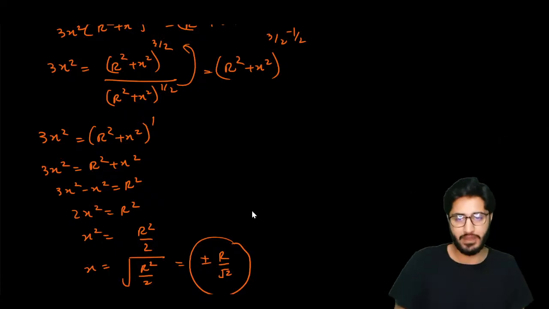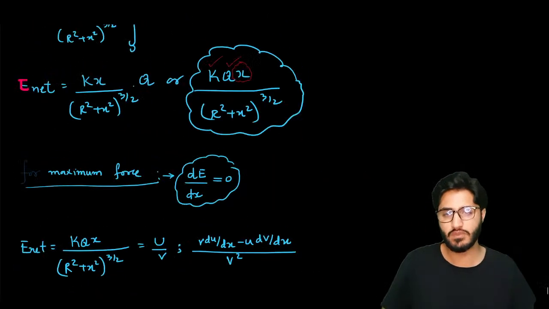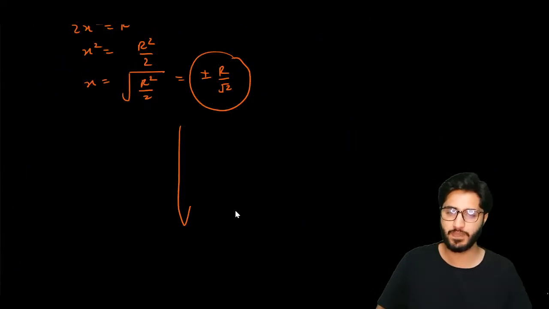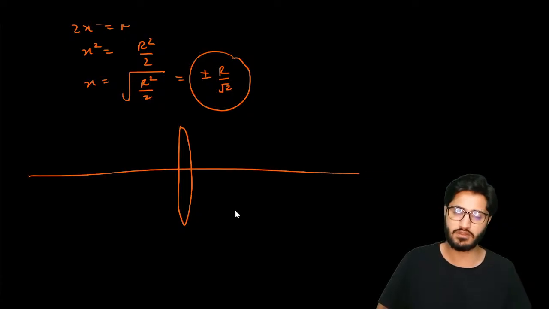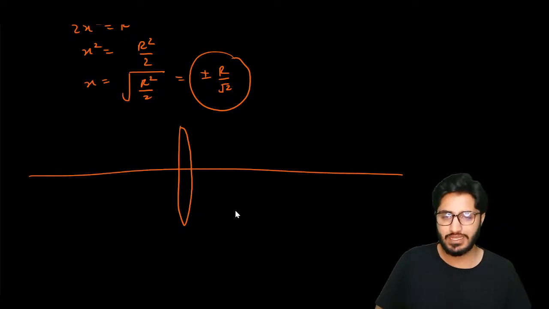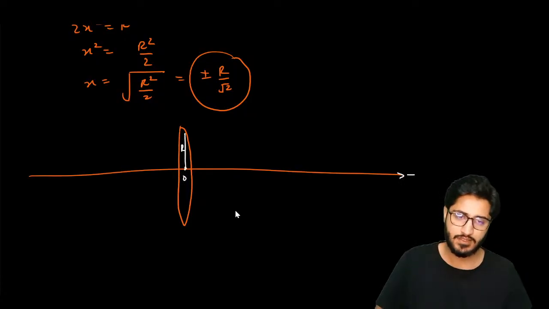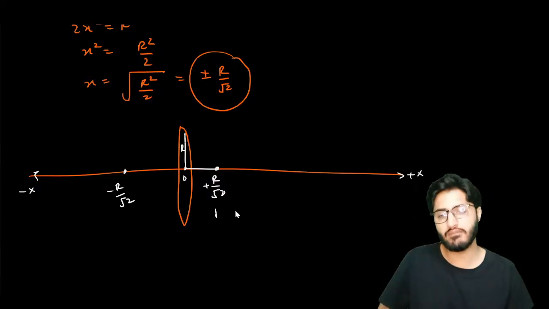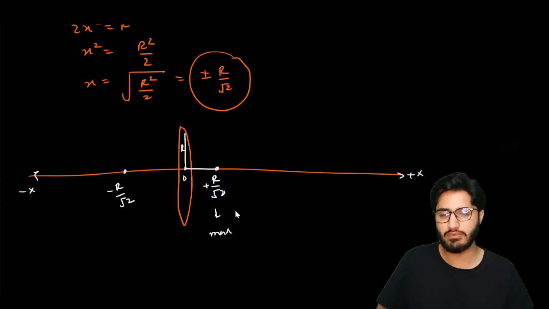This is the value of my x where my electric field will be maximum. Why is it positive or negative? Look, if this is my ring, this is my line, so here it is 0. This is my r. This is my x. This is plus x, this one is minus x. So I can go here. If this is r by root 2 plus, here I can write it minus. Now it is minus r by root 2. There we have maximum values.